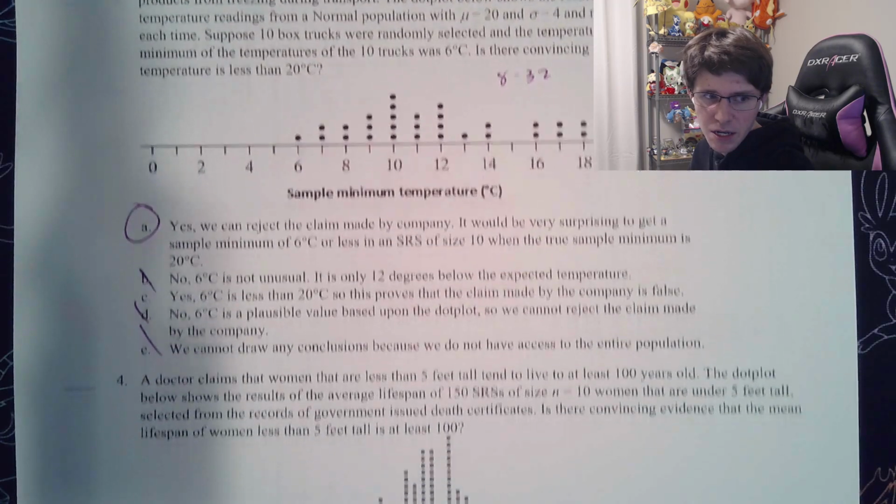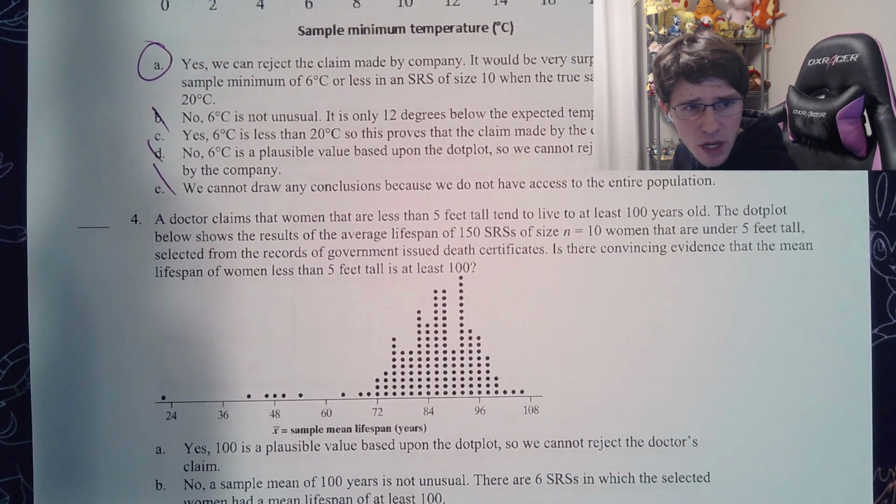Same exact kind of idea. A doctor claims that women that are less than 5 feet tall tend to live at least 100 years old. The dot plot below shows the results of the average lifespan of 150 simple random samples of size n equals 10 women that are under 5 feet tall, selected from government issued death certificates.